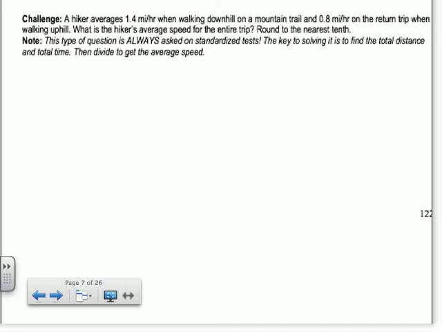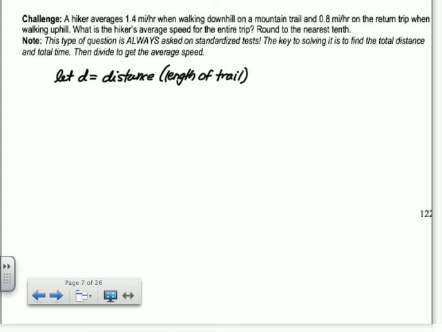The reason is because it took longer uphill than it took going downhill. If they were equal times, then yeah, you could divide them out. But they aren't equal times. All right, so on this one, we don't know how long the trail is. So we're going to say let D equal the length of the trail or distance. So that's just one way.